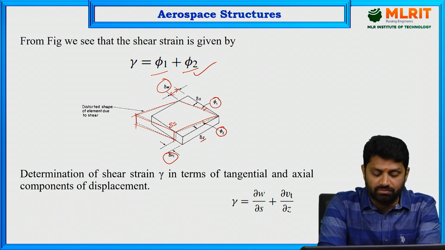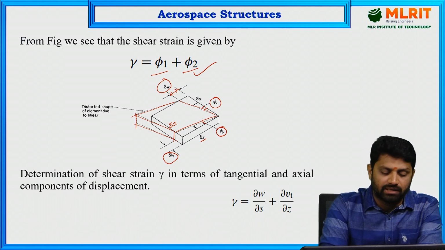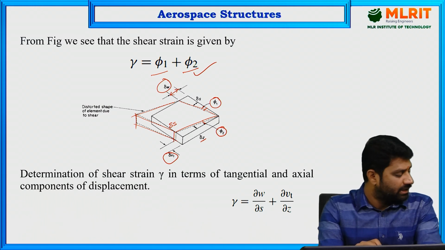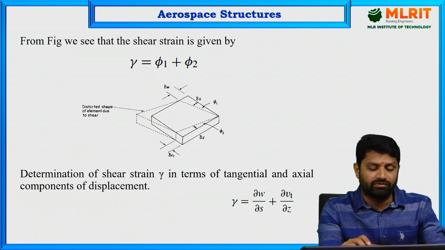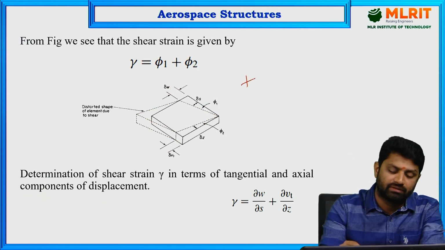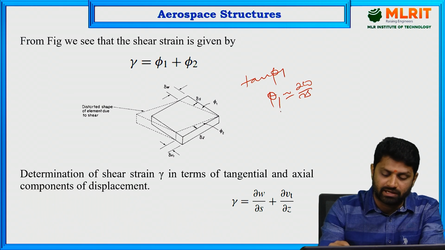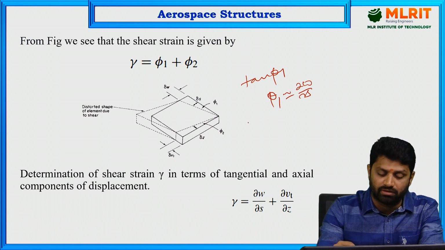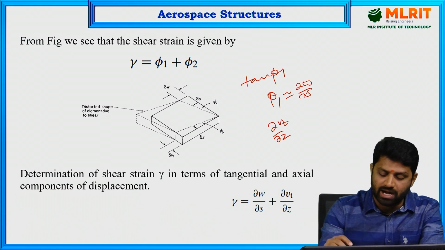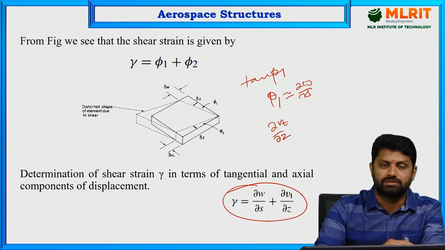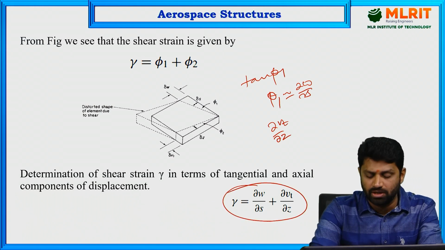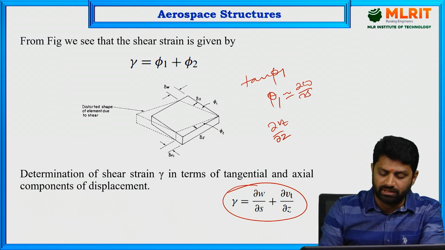From simple geometry, you can find out phi 1. You can apply tan phi 1, and then for small angle approximation you can make it phi 1, and then you are going to get ∂w by ∂s. For the second one, you can apply tan phi 2 for the second diagram, and you are going to get ∂vt by ∂z. By adding together, you get the shear strain, that is gamma equals ∂w by ∂s plus ∂vt by ∂z.